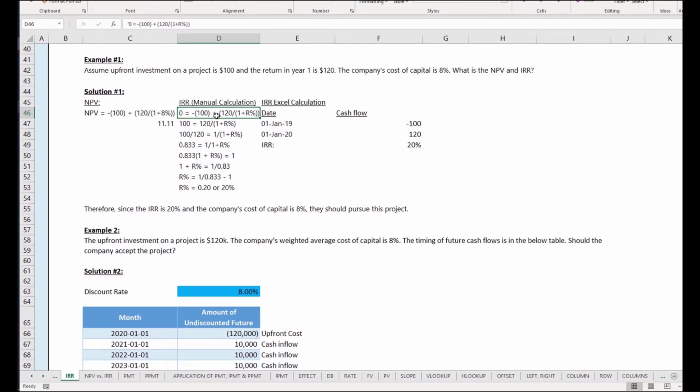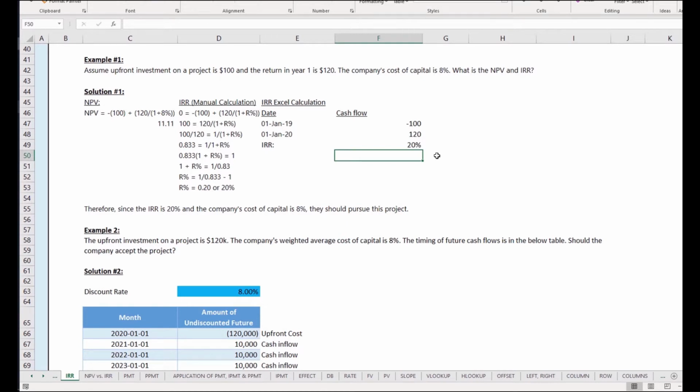If we were to use Excel to calculate the IRR instead of doing it manually, then we can use the XIRR formula as shown in cell F49. We put equals XIRR, open parentheses, we highlight the future cash flows of negative $100, which is the upfront investment, as well as 120, which is the future cash inflows. Then we highlight the two dates, i.e. the start date and the end date, the start date being January 1st, 2019, and the end date being 1 year later, since this is a 1-year project, on January 1st, 2020. We press enter and it yields a result of 20%.